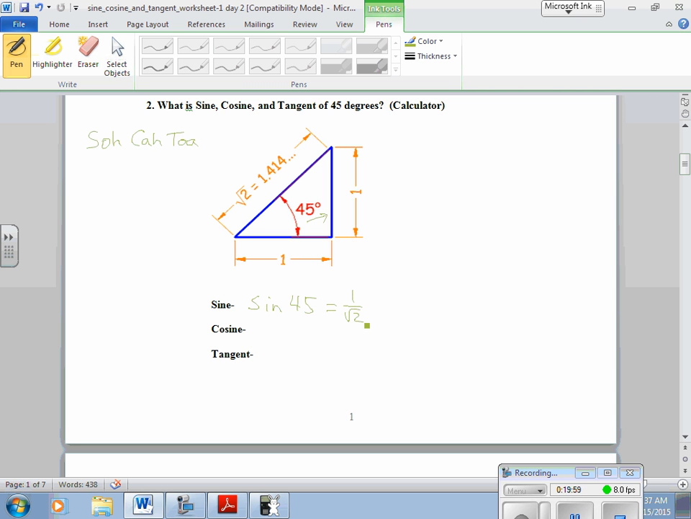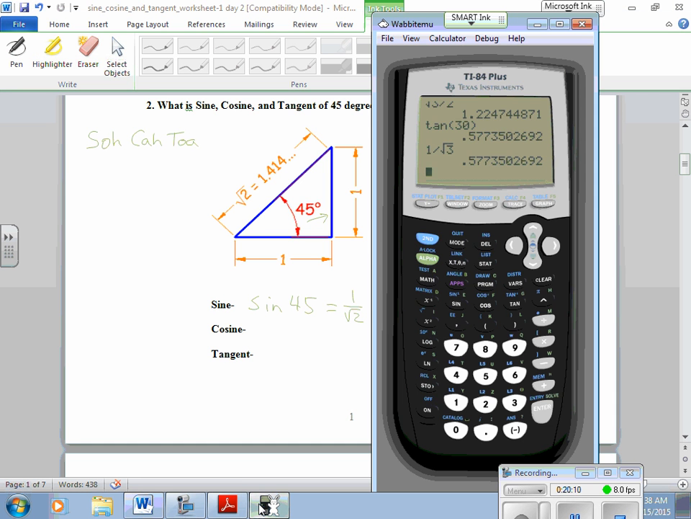Now go ahead and use your calculators. Did you get these numbers right? You've got to get those right. So now type in sine of 45. Is that the same number I'm getting? Now go ahead and do 1 divided by square root of 2. We've got to get that exact same decimal. If it doesn't match, then something didn't come out right.